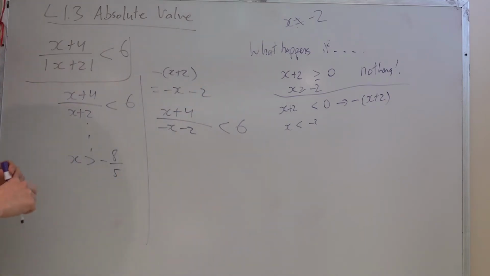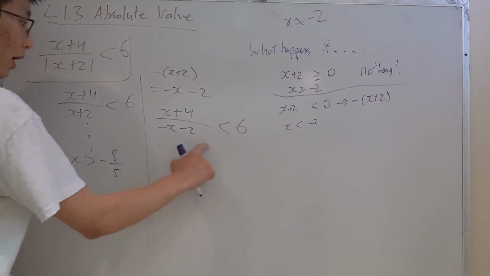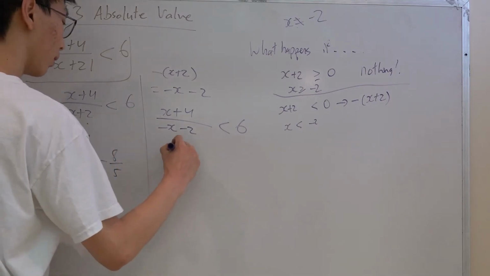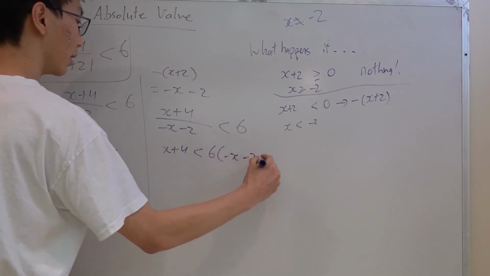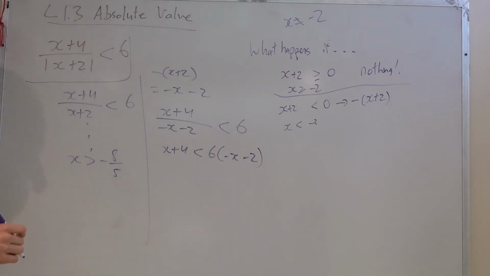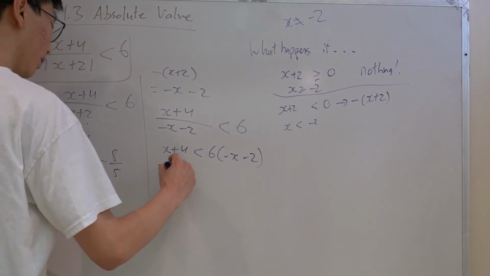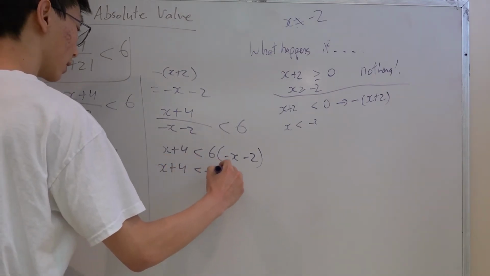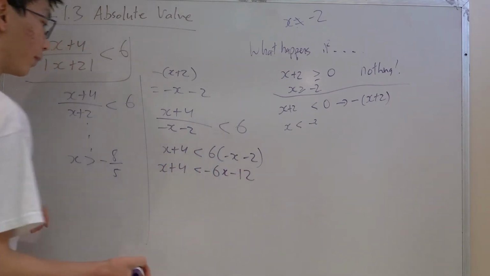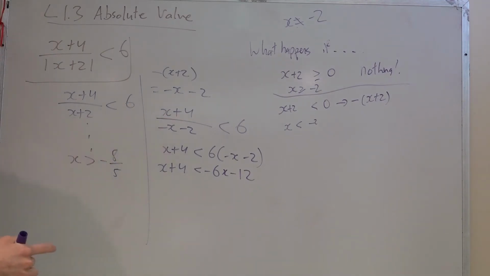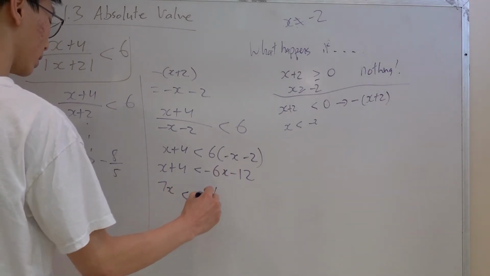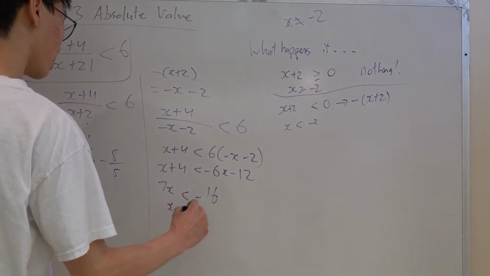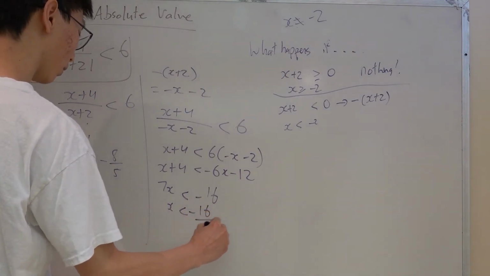My bad. Okay, so let's multiply both sides by negative x minus 2. So x plus 4 less than 6 times negative x minus 2, brackets for insurance. Then we'll continue. x plus 4 is less than negative 6x minus 12. And then we can do some manipulations. I believe you'll come up with 7x is less than negative 16, or x is less than negative 16 over 7.